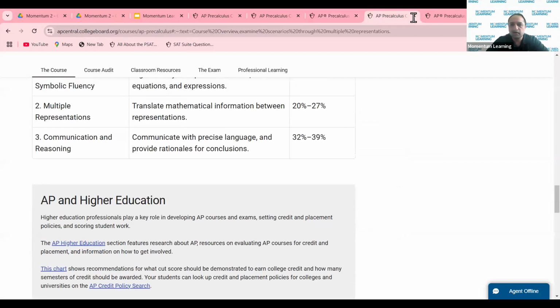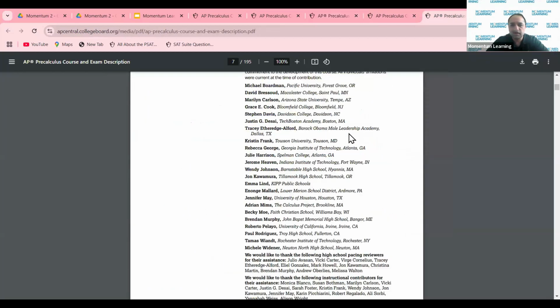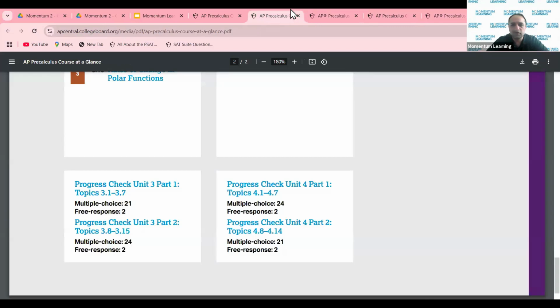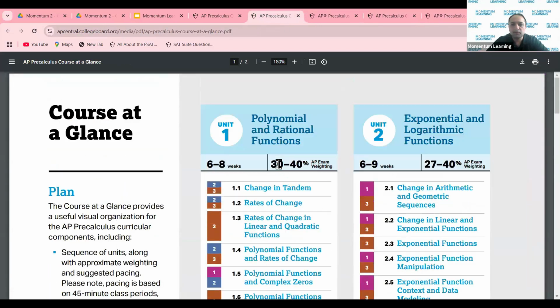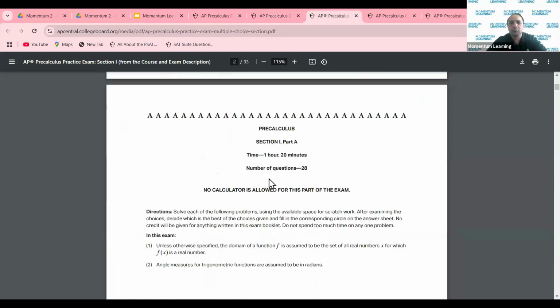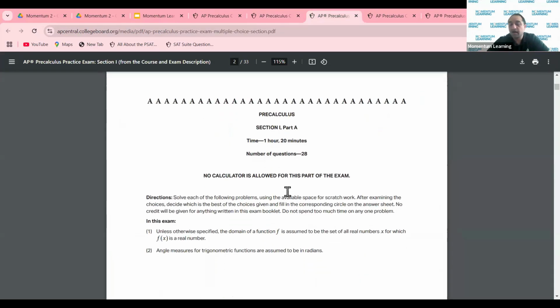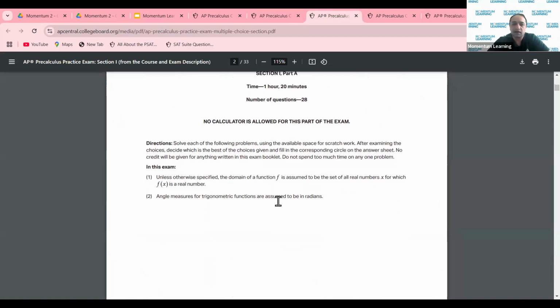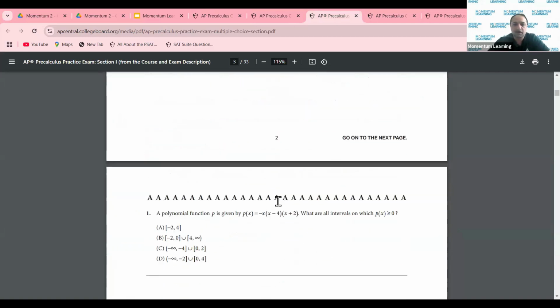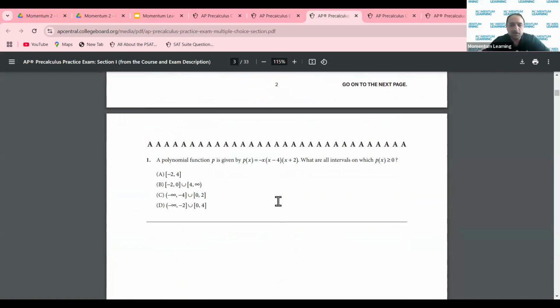Let's see, where was it? It was in here, I guess. You just look at up to 30 to 40%. So here you go. Part A is, I could say again, the hardest part for students. So for example, a specific question for section 1, part A: given a polynomial function, the question is, what are all intervals on which p of x is bigger than 0?